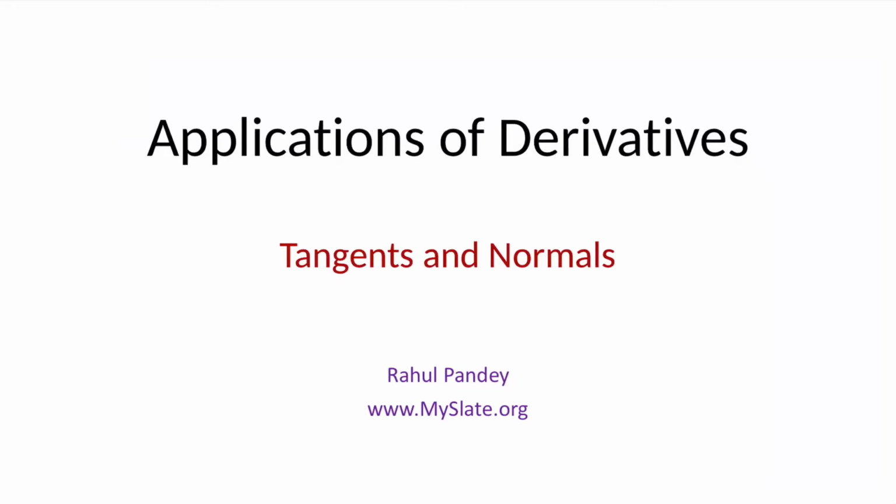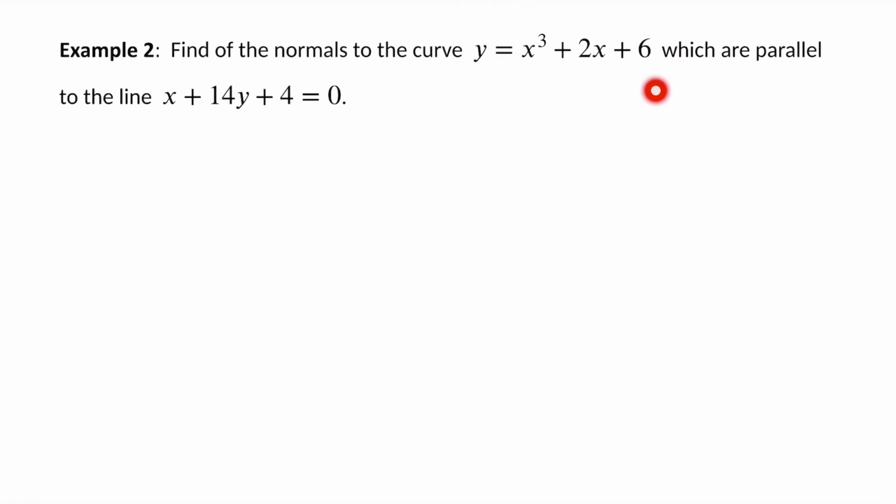If you remember, we were discussing the applications of derivatives in the previous video, and we looked at the rate of change of quantities. So here we will move further and discuss another kind of application of derivatives, which is how to find the normals to this curve y equals x cube plus 2x plus 6, and we are also given that the normals, there could be more than one normal. That's possible.